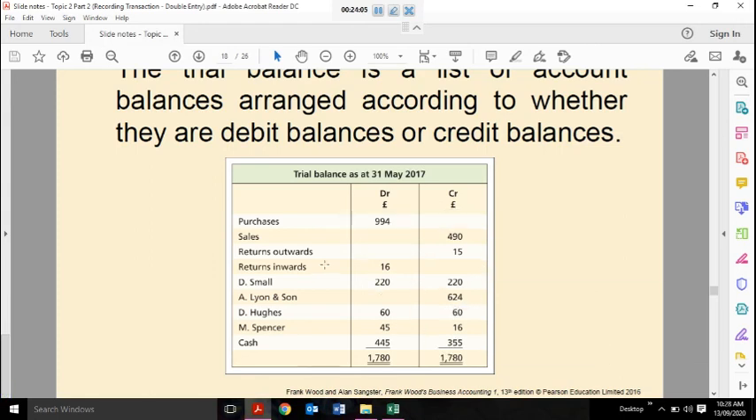So here the same concept applies. Assets are always on the debit side, meanwhile liabilities and also capital will be on the credit side.